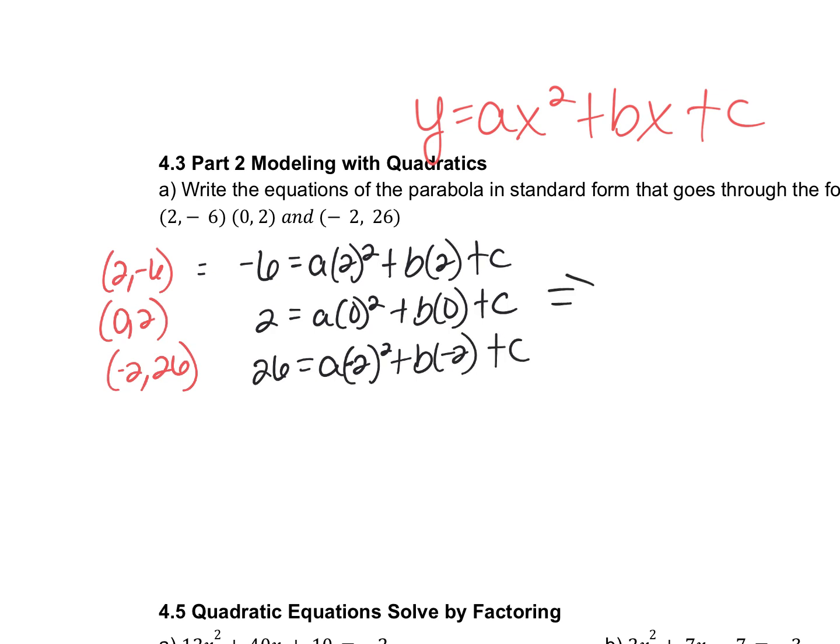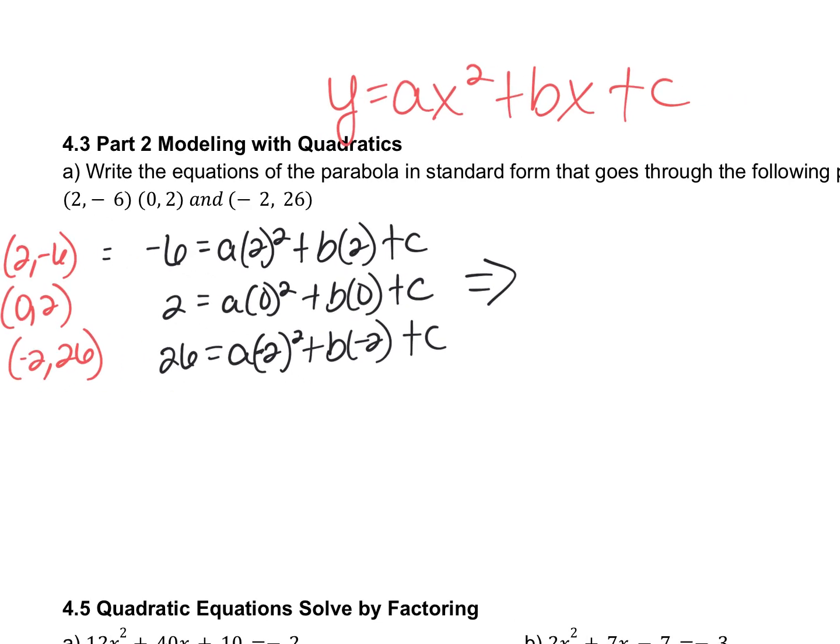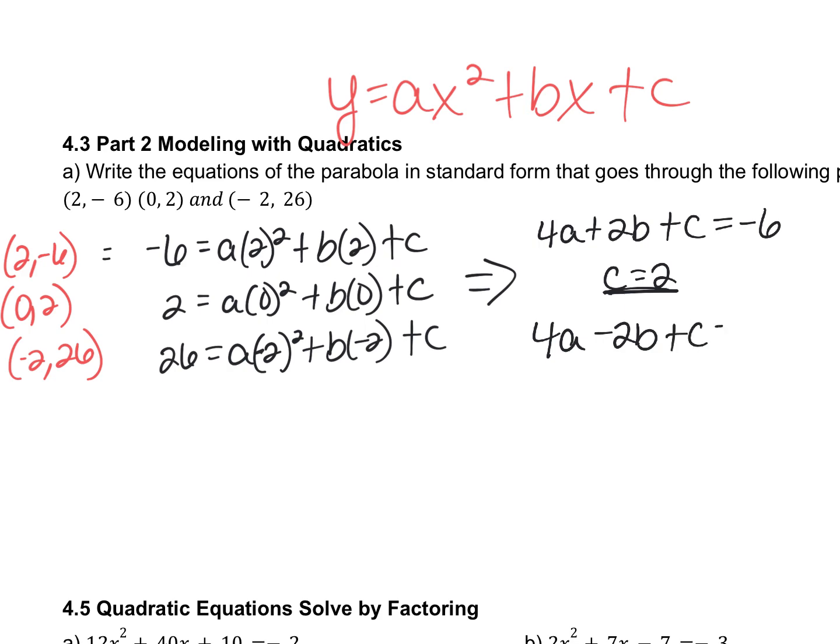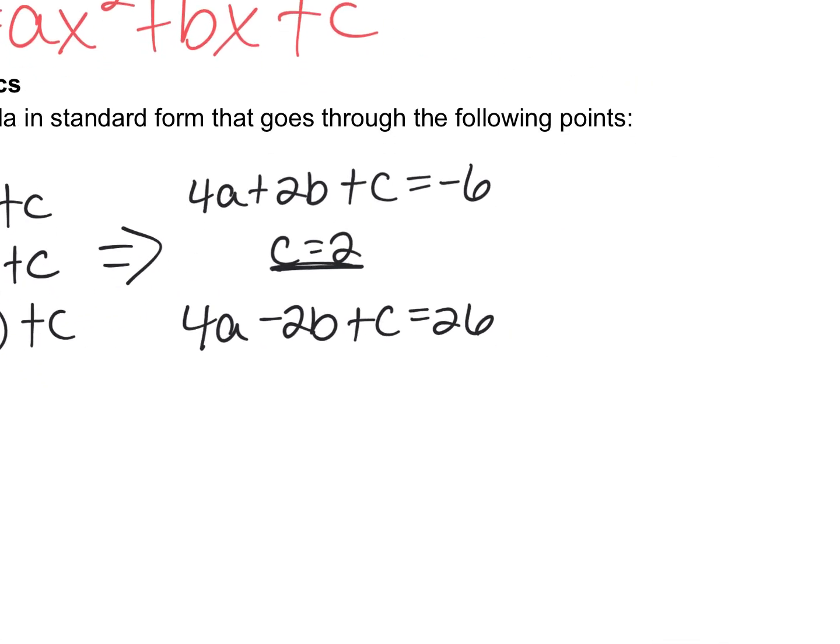Okay, clean it up. And remember, I like to write it just like we did on the last one, where the constants are on the right side, so I kind of flip it over. So this will be 4a plus 2b plus c equals negative 6. Cool. This next line, this is why I was like, oh, sweet, that's awesome. That ends up being c equals 2. So right off the bat, we have an answer. So then the next one would be 4a minus 2b plus c equals 26.